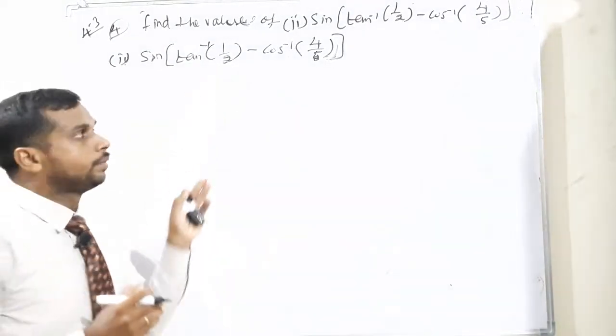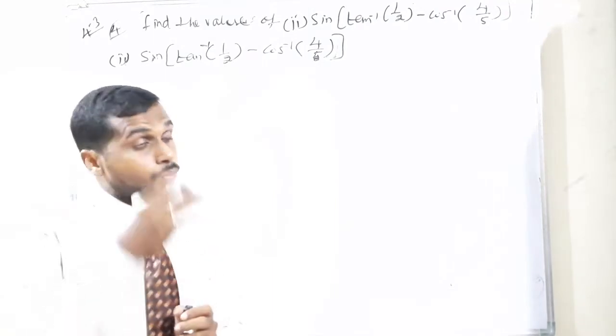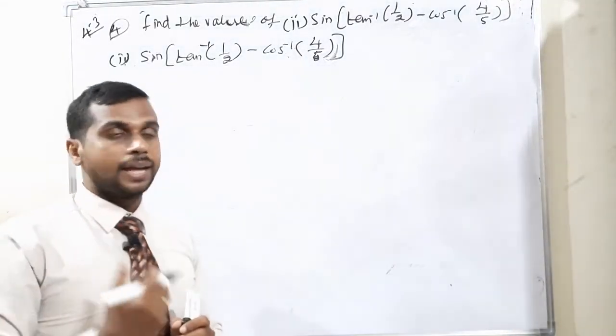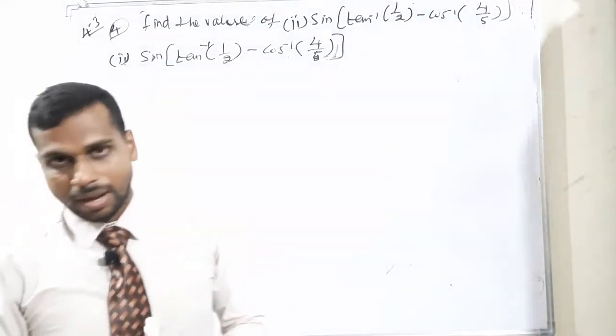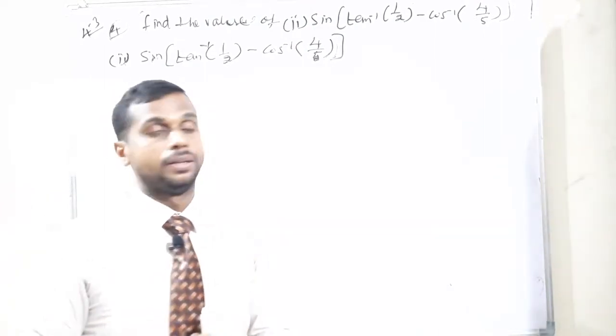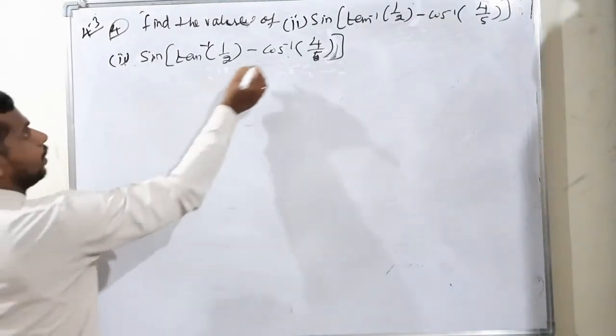The second condition is cos inverse 4 by 5. So what do we have to do? We also have to convert this to tan inverse. After converting, tan inverse A minus tan inverse B is equal to what is the formula? Tan inverse of A minus B over 1 plus A into B. So first we have to convert to tan inverse. How to convert? Listen now.